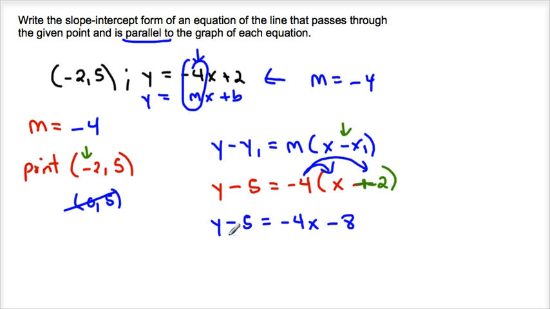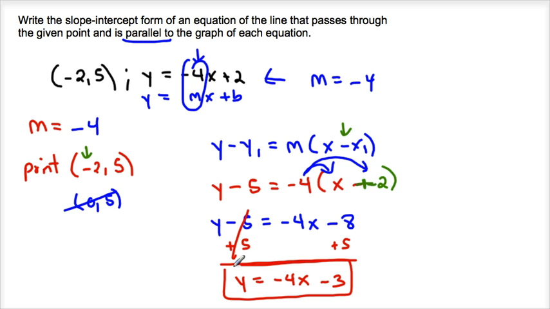What do I have to do to get this in slope-intercept form? I want to isolate the y, get y by itself. So how do I get y by itself here? Good, I'm going to add 5 to both sides. So I got y equals, my 5s cancel there, negative 4x, and negative 8 plus 5, and I should get an answer of negative 3. So y equals negative 4x minus 3.